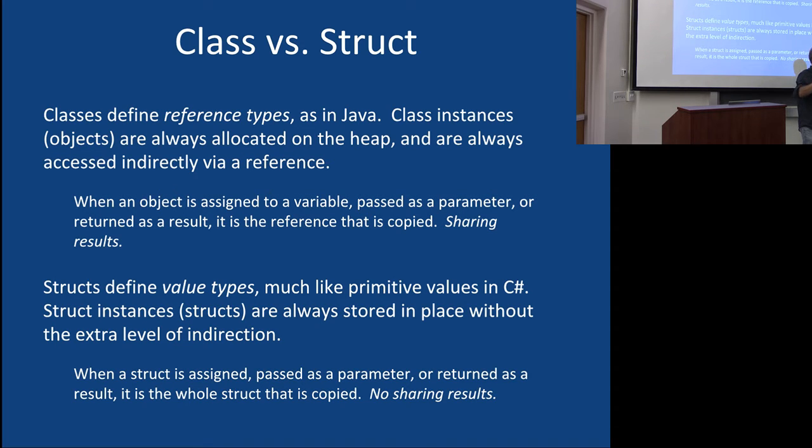A 64-bit value. If the struct is 10,000 bytes, and you store it in a new variable, all 10,000 bytes are copied to the new place. When you pass it as a parameter, it's copied. So you want to keep structs small.